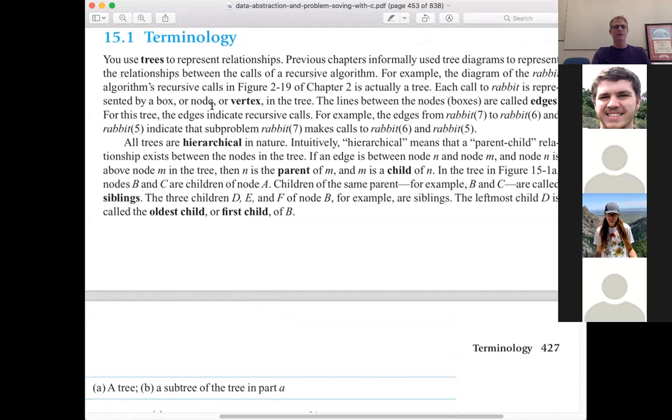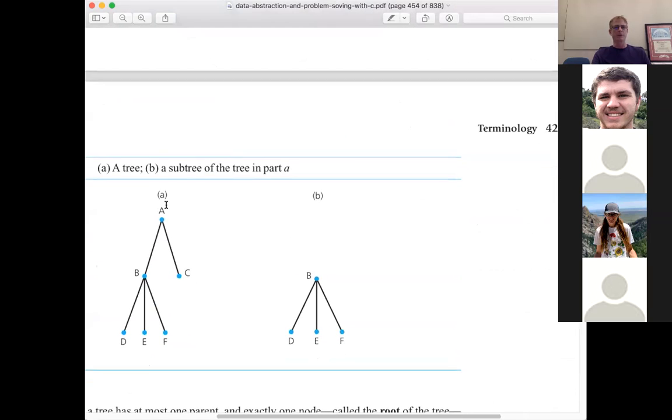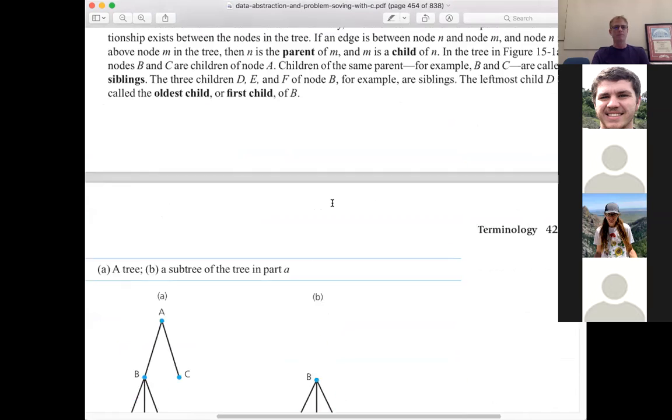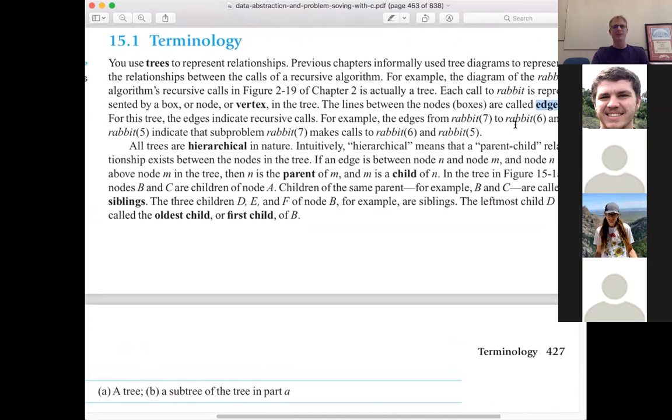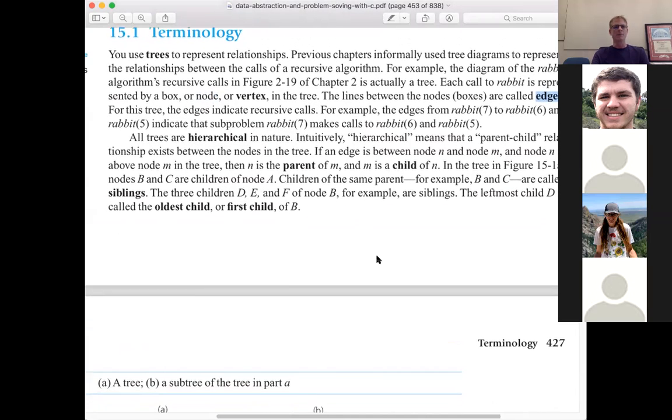The points in a tree can be called nodes or vertices. We're usually going to use the word node. So in this picture here, we would have nodes A, B, C, D, E, and F. And then the connectors between the nodes are called edges.